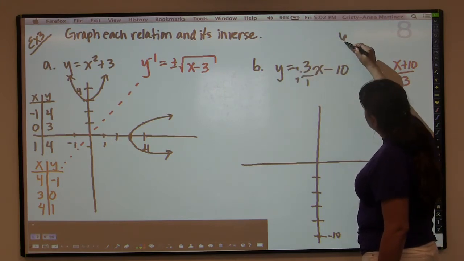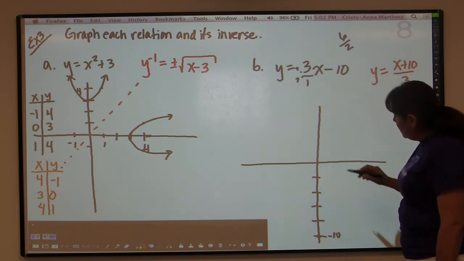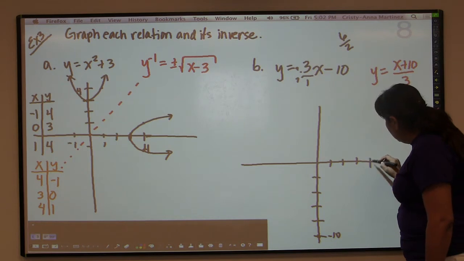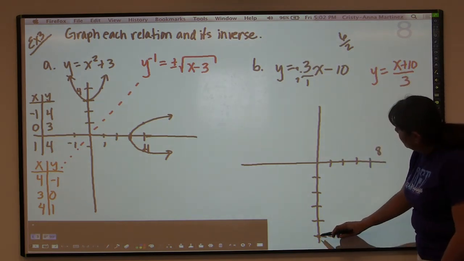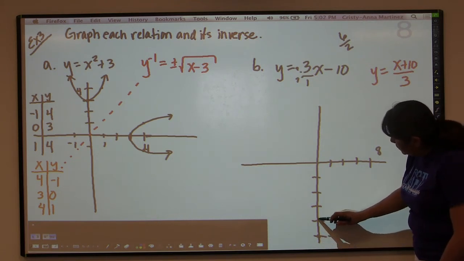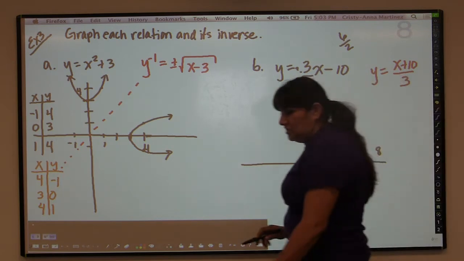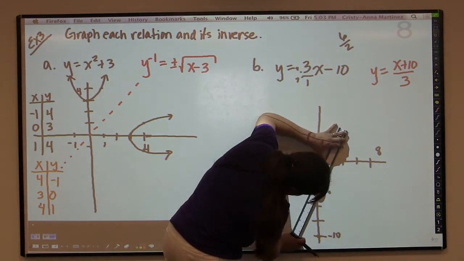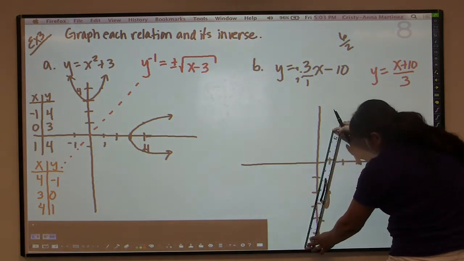So basically I'm going to get 6 over 2. And we know that 6 over 2 is the same thing as 3. But it's going to be easier for me. 2, 4, 6, 8. It's easier for me now to graph this because I can go -10 and then I can go up 6, so up 2, 4, 6, and to the right 2. Okay, so just a little trick there for you if you're trying to figure out how you can graph these things.